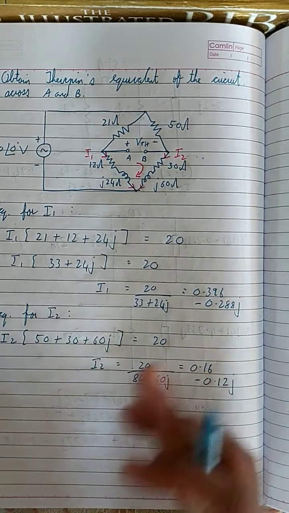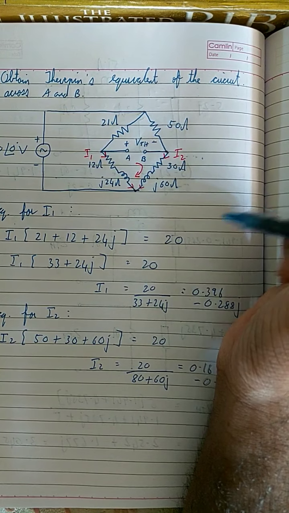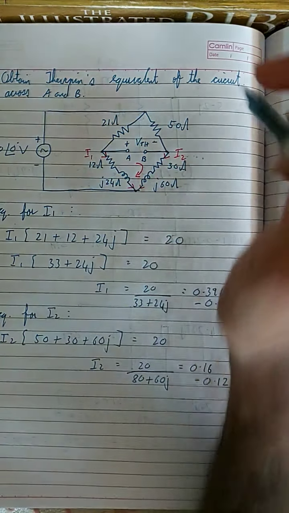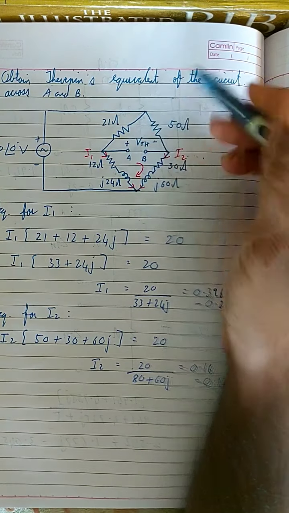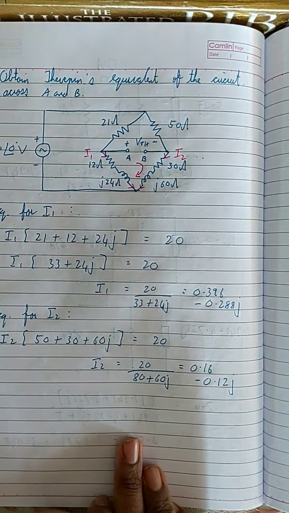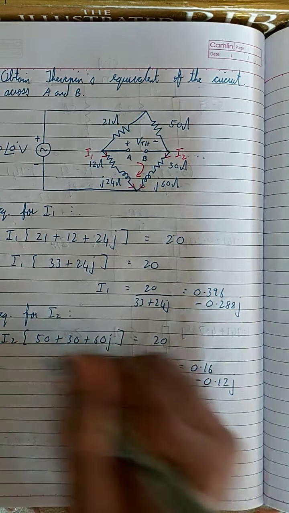Maybe you can do this problem by applying the equation for the upper mesh. I want you all to do that problem, so you don't have to copy from here. Do this problem by taking the mesh from the upper side and see if you're getting the same value of VTH. So here is the equation for VTH.